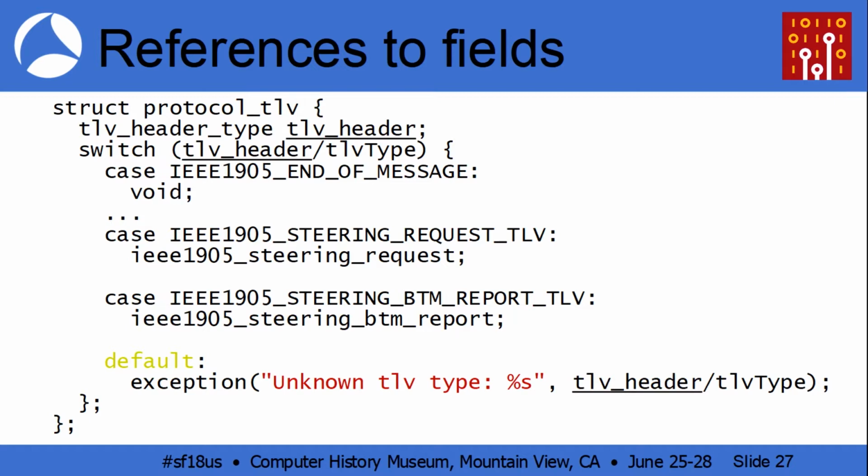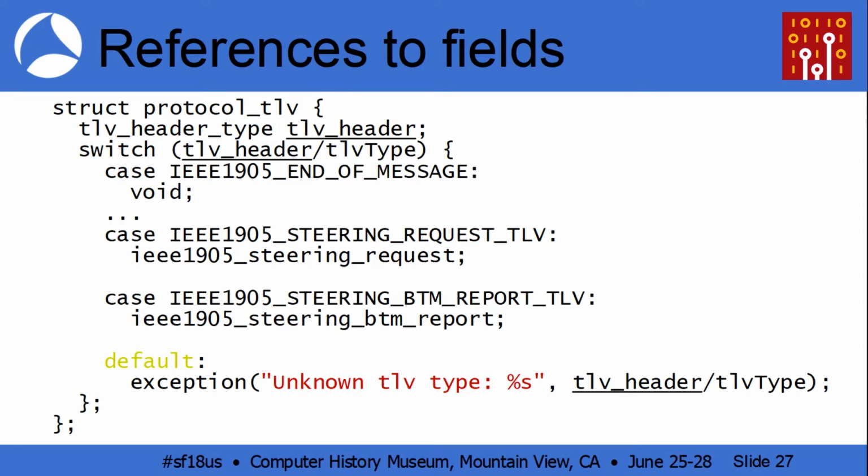And okay, so now here is what a protocol TLV looks like. It's got a TLV header in here, which is of type TLV header, and I haven't shown you what one of those is, but it's basically a type field and a length field. Then I have a switch statement which refers to that TLV header and takes the type field out of it. This much is working and generates reasonable code.